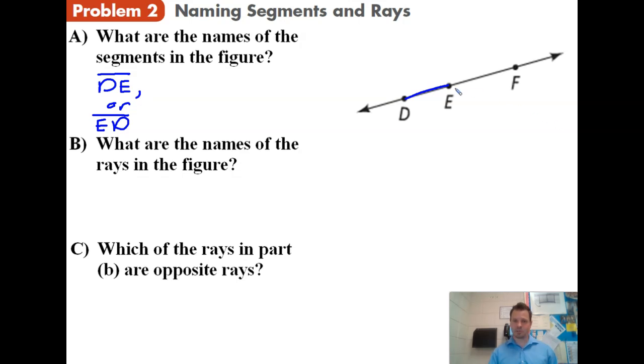Next segment I'm seeing is from E to F. So we'll just say segment EF. And then finally, if I take those 2 smaller segments and put them together, I get a different segment, D all the way to F. So we'll say DF.